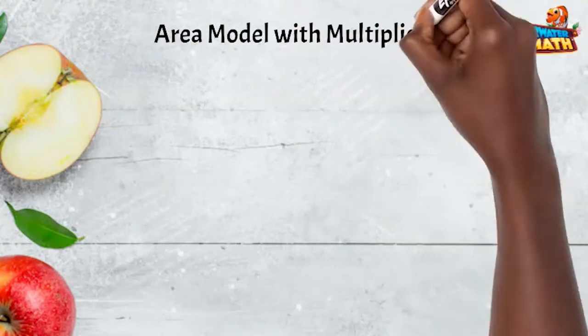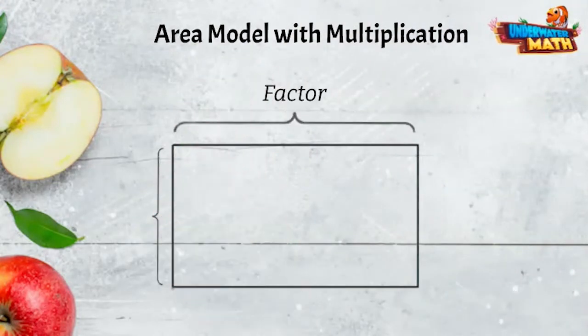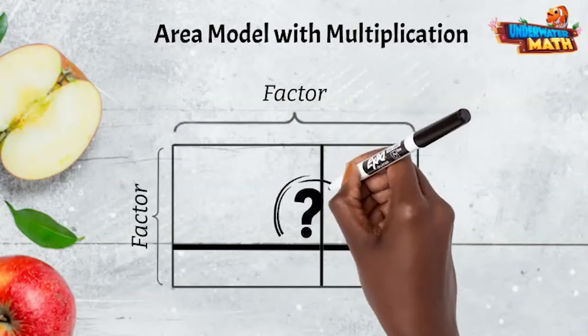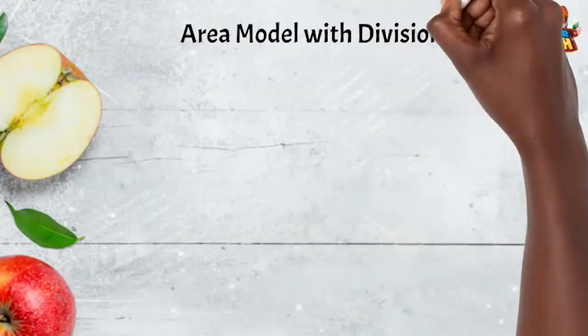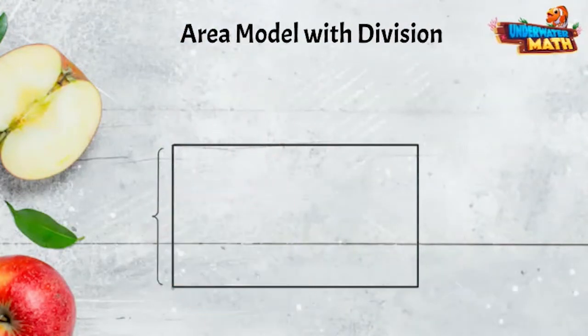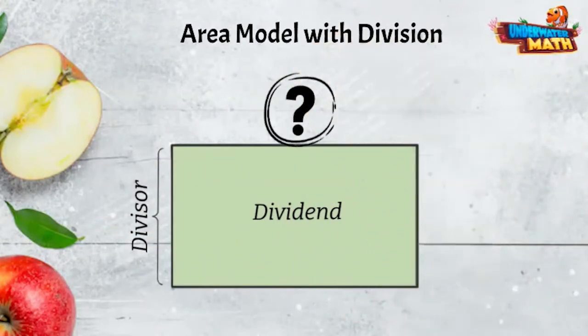With multiplication, each side of the rectangle in an area model represents the factors of the equation. The inside of the model is broken up into smaller parts to help find the product, or the answer to the multiplication problem. When using an area model for division, it's the same idea, but instead of factors, we are given the divisor and the dividend. And we are asked to find the quotient, or the answer to the division problem.